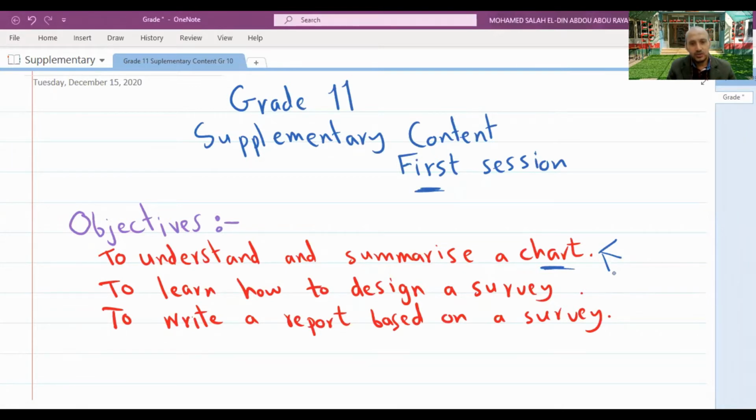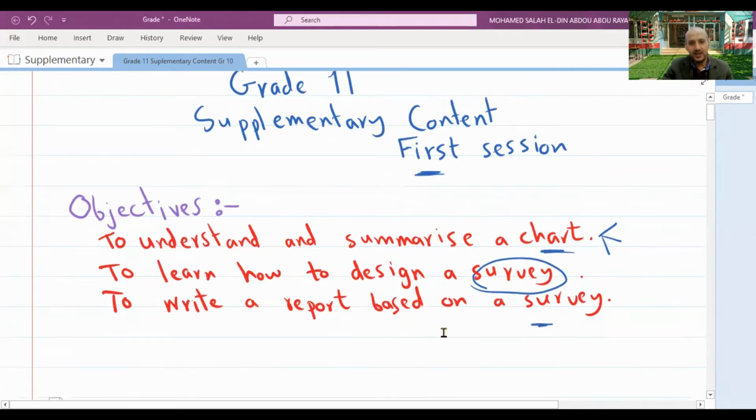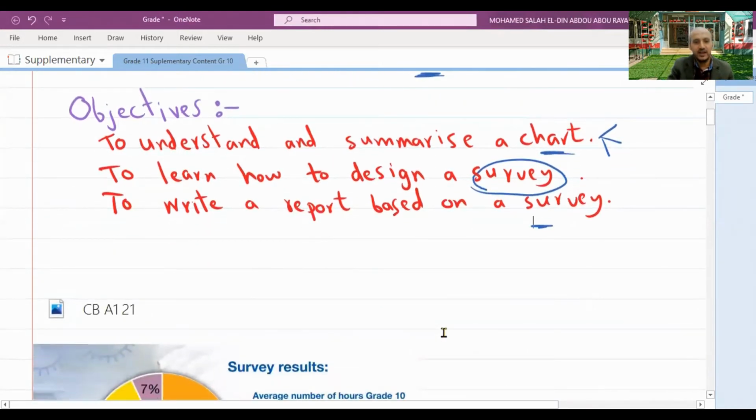The second objective is to learn how to design a survey. Later I'm going to tell you what a survey is. Our last objective for today's session is to write a report based on a survey. So we have here a keyword, which is a survey.